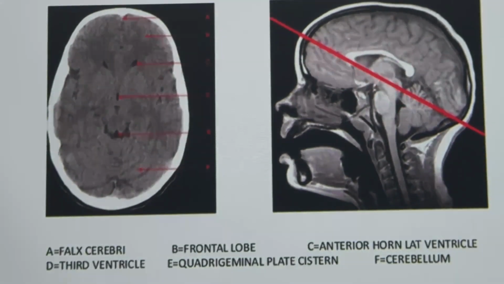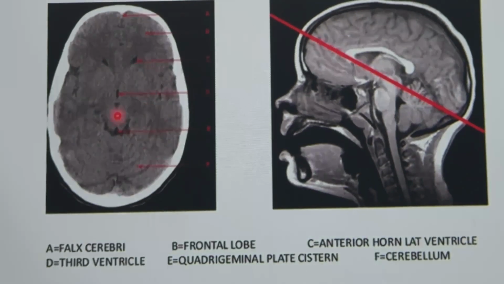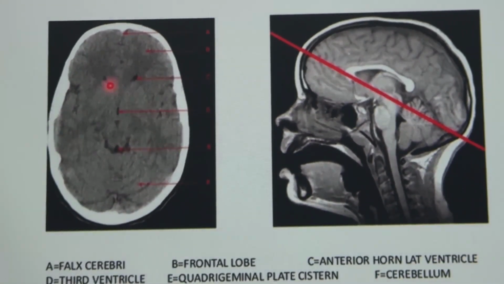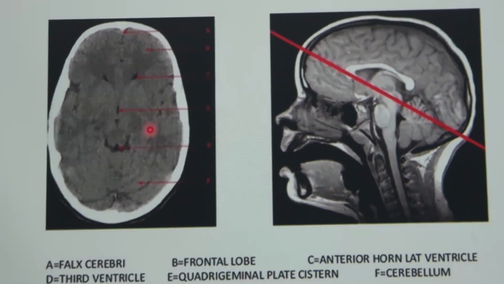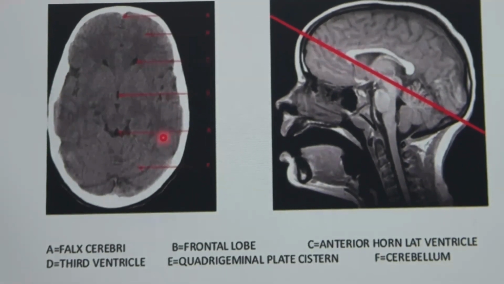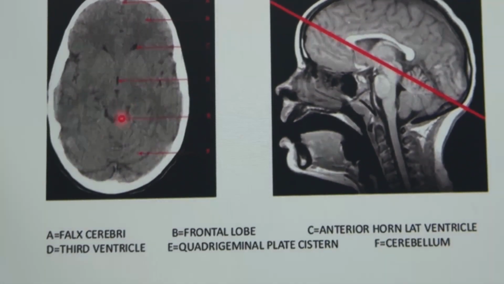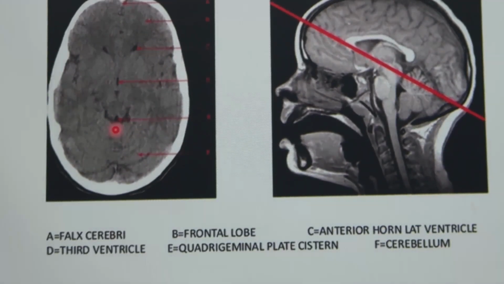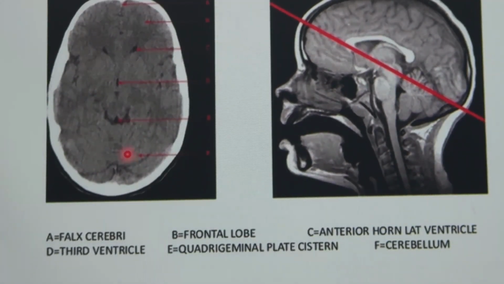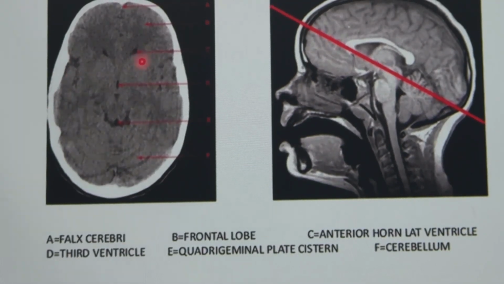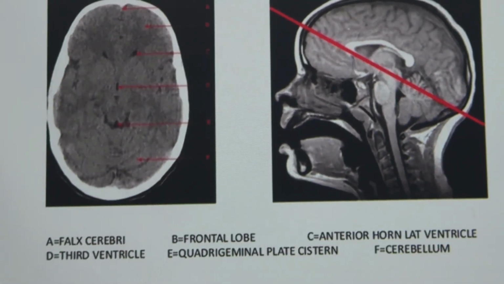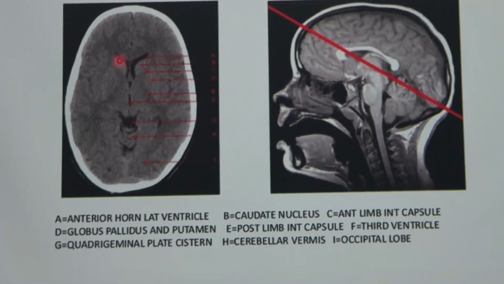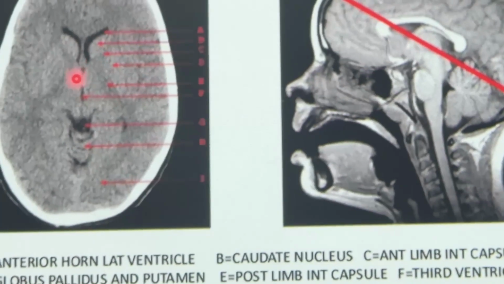If we go higher, this is the level of the third ventricle. These are the inferior aspect of the frontal horns of the lateral ventricle, and this is the quadrigeminal system posterior to the midbrain, and also the cerebellar hemispheres and part of the sylvian fissures. A higher cut will show truly the frontal horn of the lateral ventricle.